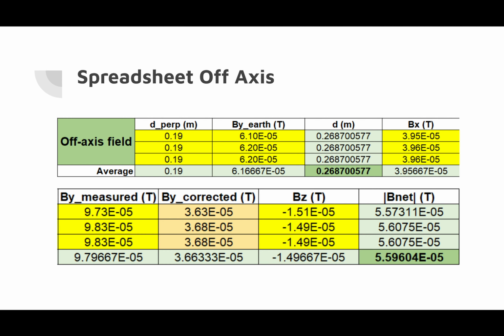For the off-axis results, we had to find what distance B net was at 100 microtesla, and for me that was 19 centimeters or 0.19 meters. And then we also had to calculate the Earth's magnetic field at this point in the y direction, and then subtract that from our total y direction to get just the bar magnet's y direction contribution. And our average B net ended up being 5.60 e to the negative fifth.